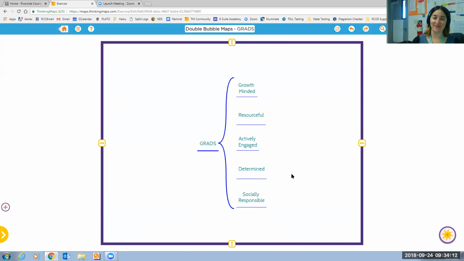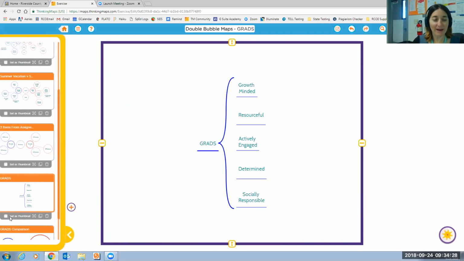All right, ladies and gentlemen. So we've talked a little bit about what GRADS is. Now what I'm going to ask you to do this week, and your teachers are expecting this, you're going to create a double bubble map. Here we go. Let me show you the double bubble map.